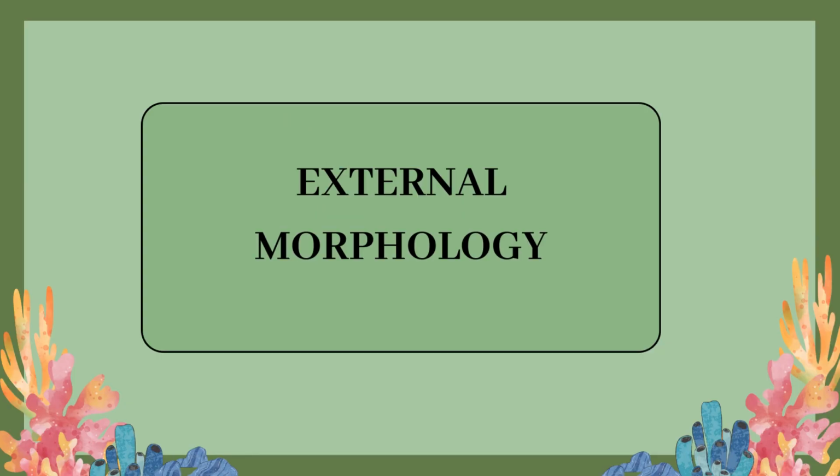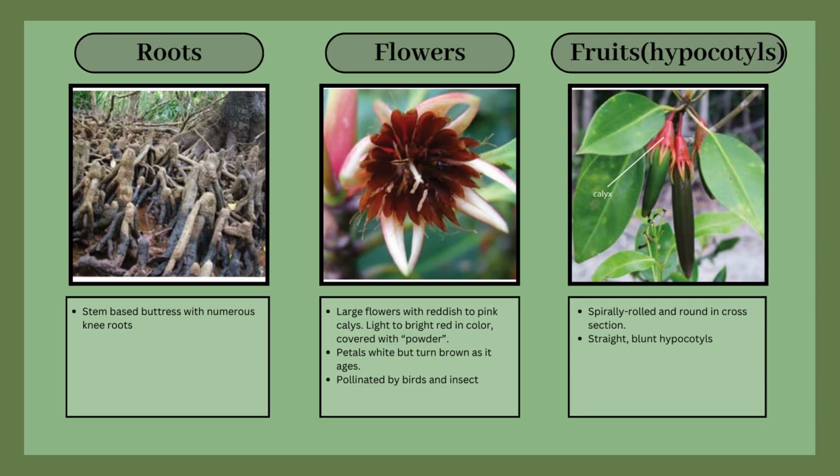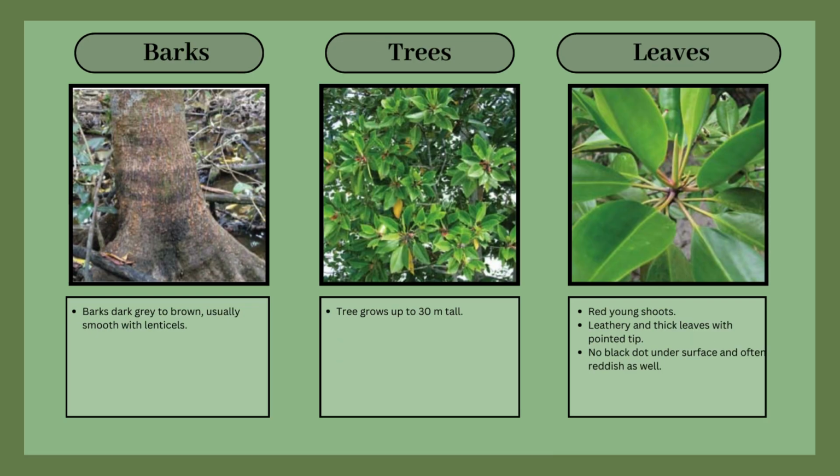The external morphology. For the root, stem-based buttress with numerous skinny roots. For the flower, a large flower with reddish to pink color, light to bright red, covered with powder, petals white but turning brown as it ages, pollinated by birds and insects. For the fruit, spirally rolled and round in cross section, with a straight blunt hypocotyl. For the bark, dark grey to brown, usually smooth with lenticels.